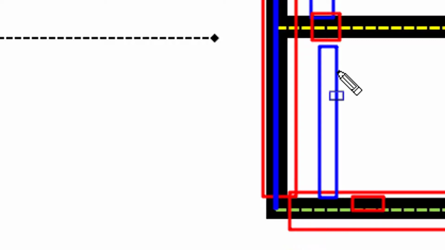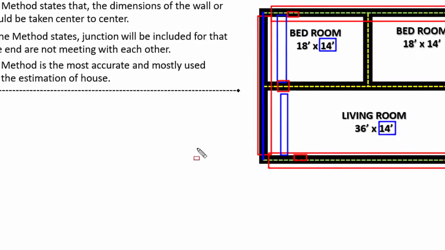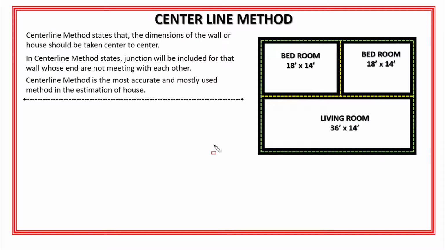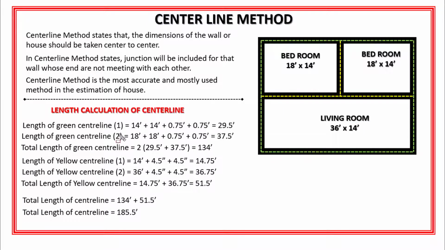Okay, and that's why it is called center line method, right? So the total length of this green center line will be equal to 14 feet plus 14 feet plus 9 inches, which is equal to 0.75 feet, plus 0.75 feet. So the total length of this green center line will be equal to 29.5 feet.